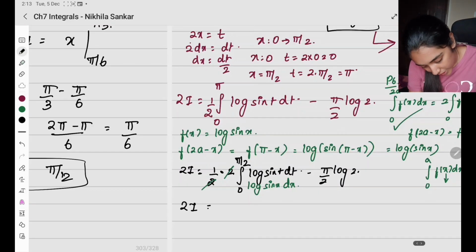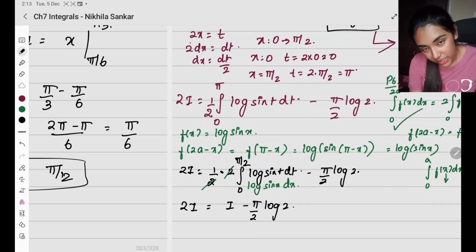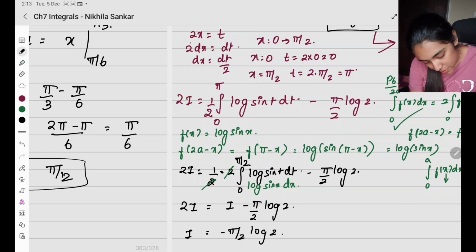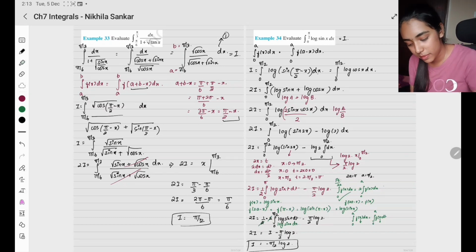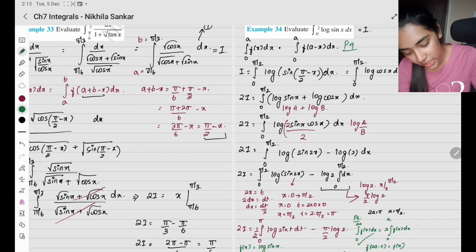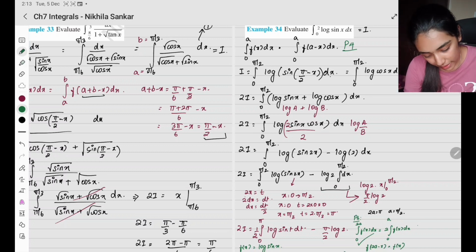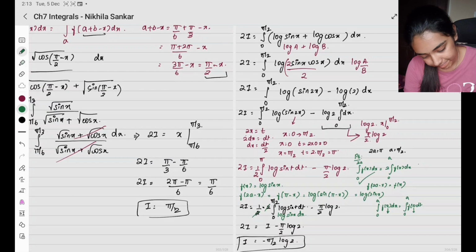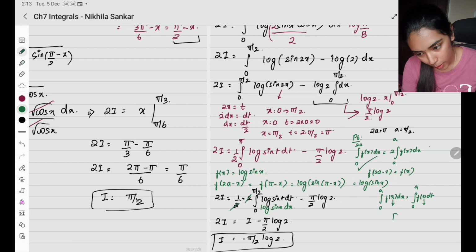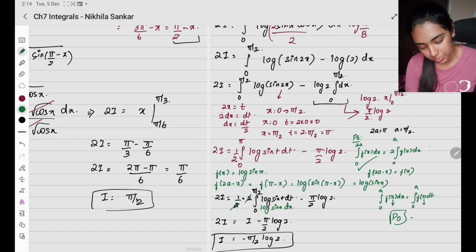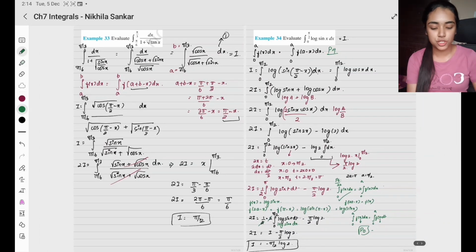So I have 2I equals I minus pi by 2 log 2. So when I bring the I to the other side, I have 2I minus I, which is I, equals minus pi by 2 times log 2. So this is my final answer. We write the answer only this far. So what all properties am I using here? I'm using property number 4 here. What other property am I using? I'm using property number 6 here, and I'm using property number 0 here. So I've used 3 different properties. And the substitution method in between.